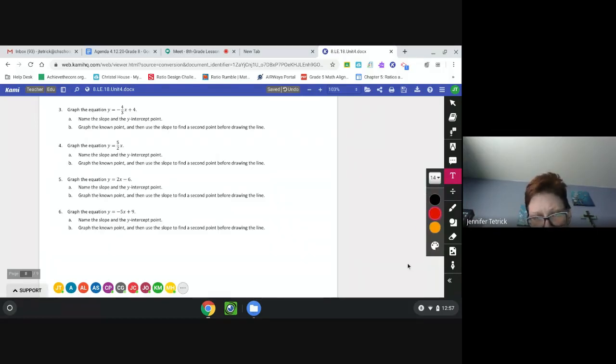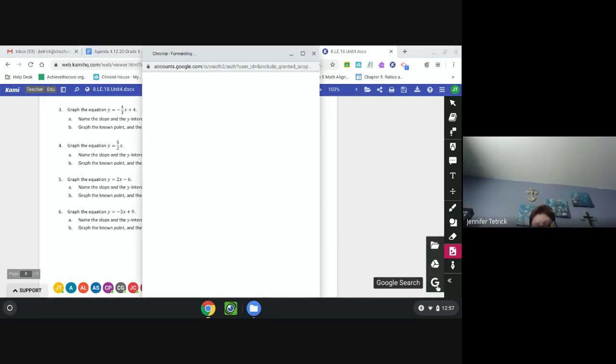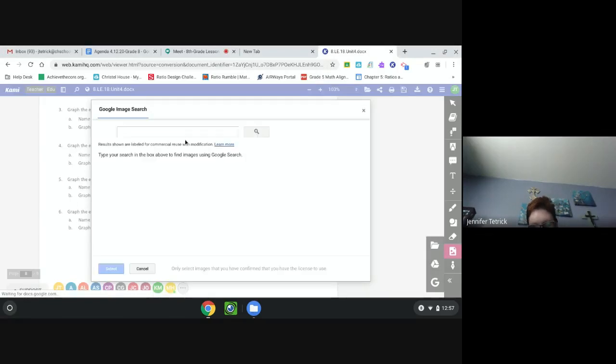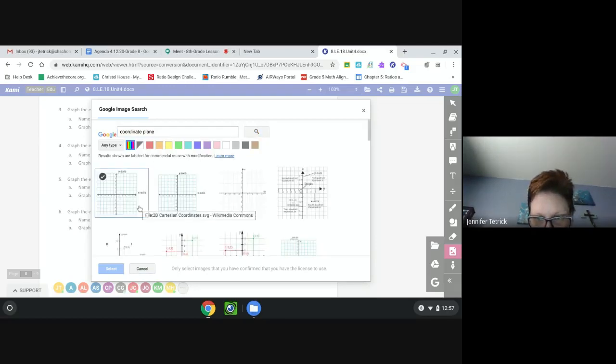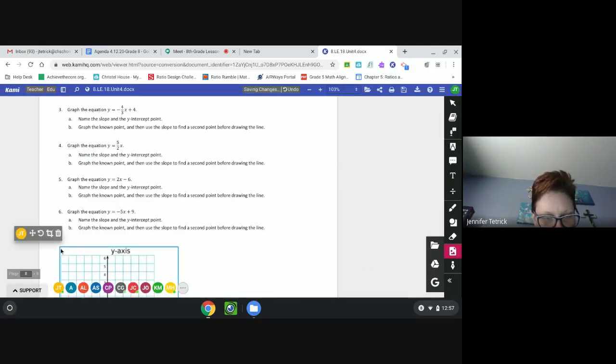What you're going to do when you want to make graphs is you're going to come to insert image. So make sure you pay close attention. You're going to go to Google search. It'll make you log in, maybe, maybe not. And you're going to type in coordinate plane. And I would just choose this very first one, okay? It will insert the image, and you can drop it here and just label it number 1.